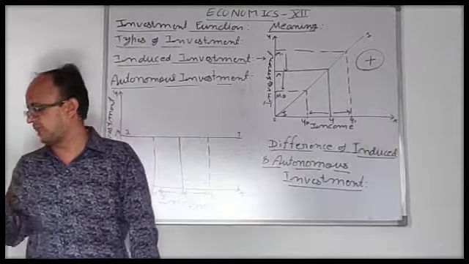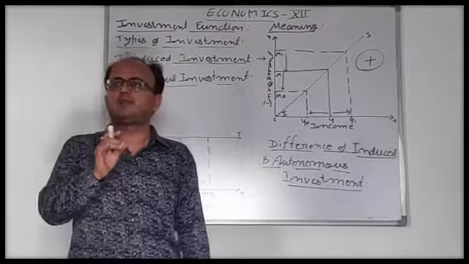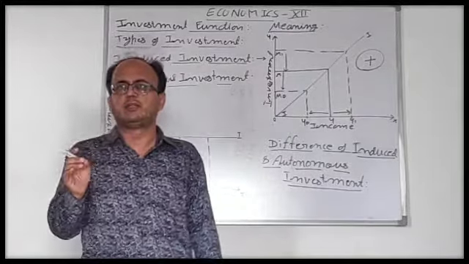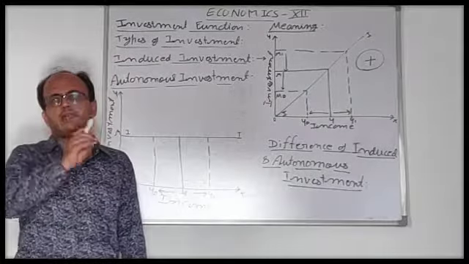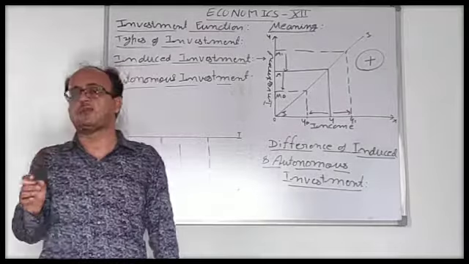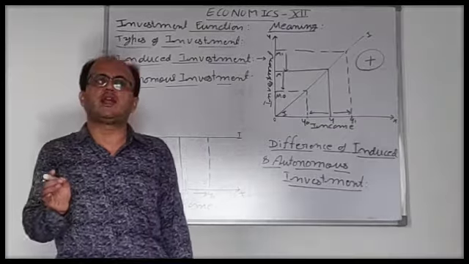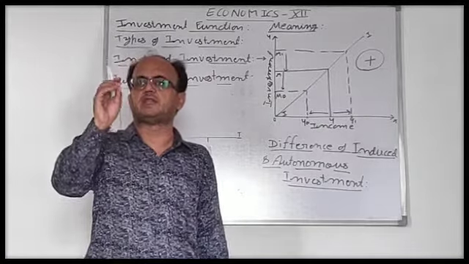If you have to find the average propensity to consume, APC, how do you find APC? C upon Y, or you can find APC as 1 minus APS. If you have to find the APS, how do you find APS? S upon Y, or the second way to find APS is 1 minus APC.